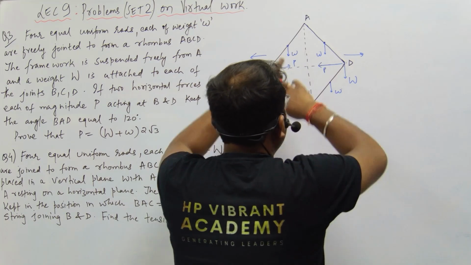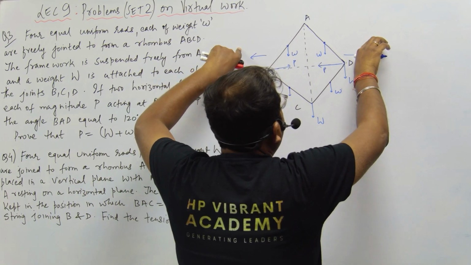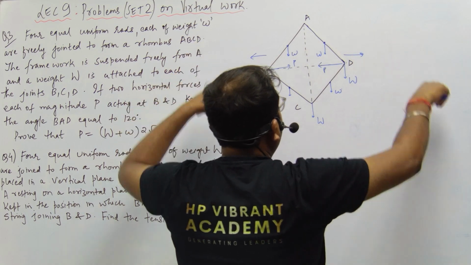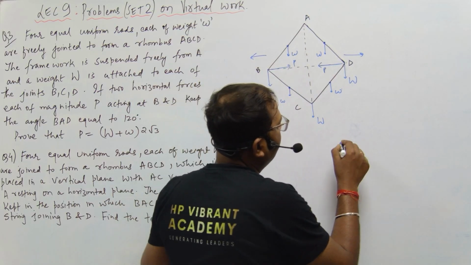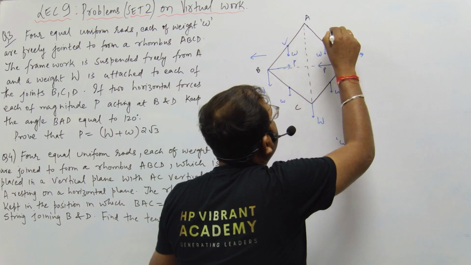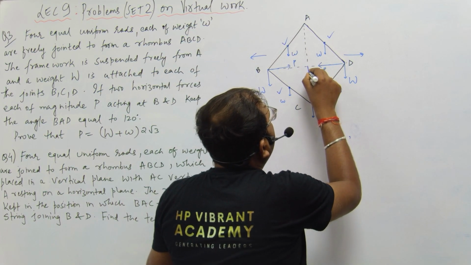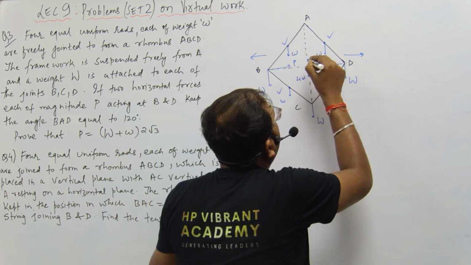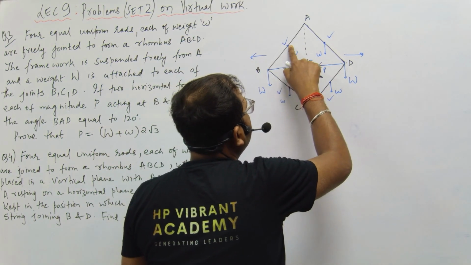Because of this whole system of weights, the points B and D have the potential to move in outward direction. So we have applied a force P so as to prevent the movement of B and D in outward direction. As simple as that. Now we have the weight of the rod as small w, applied at these particular points, so we can replace this with a combined weight of 4w at point O, and point O is the point where the diagonals meet.